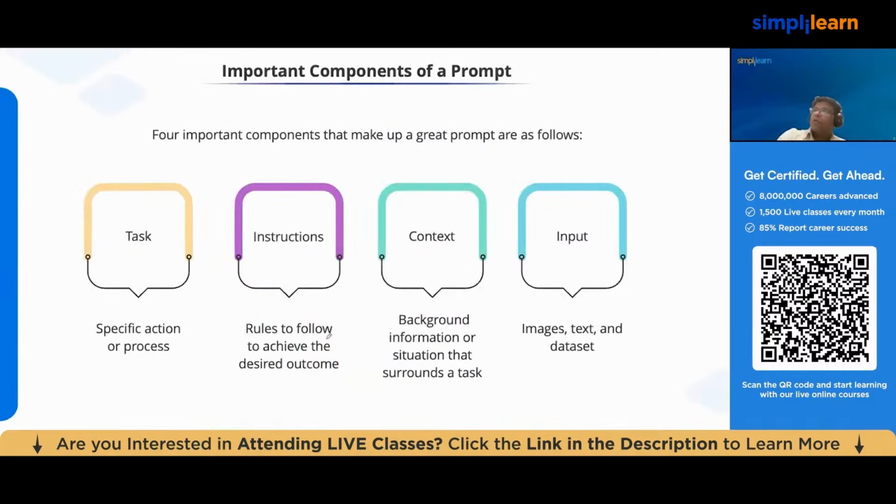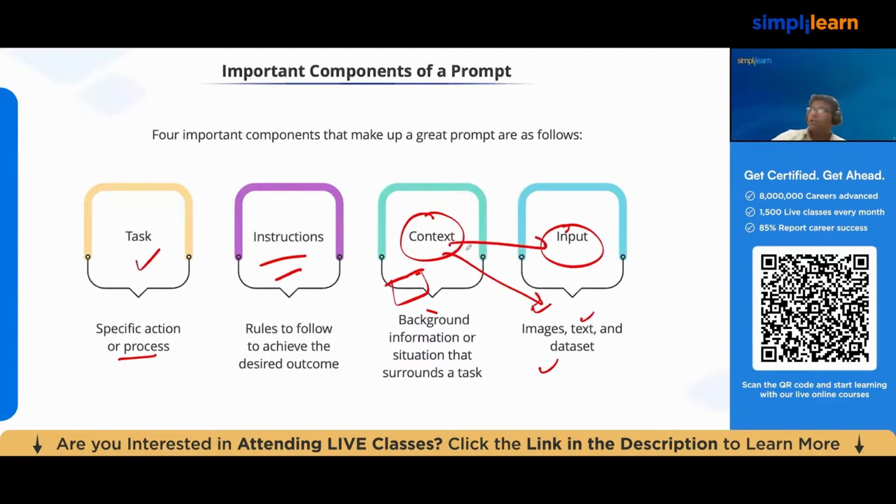Then we discussed what the components are that make a great prompt. We have a specific task, an action or a process. Then we have a set of instructions which we give to the LLM, that these are the instructions you need to perform or stick to. And this is the context, and this is your input. Input could be in terms of an image, text, or data set, and context could be information about the text or an image, something like that. So the input and the context which you are trying to feed are interrelated.